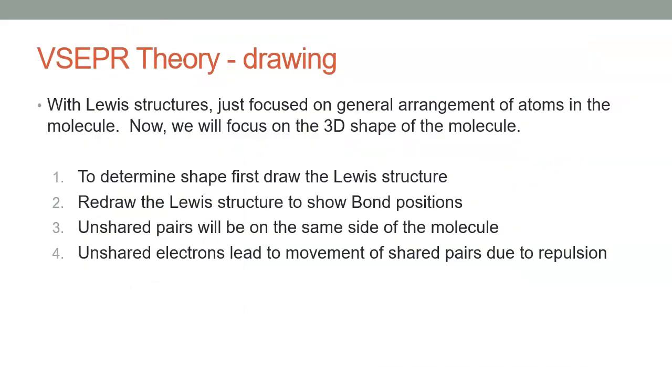So whenever we've looked at Lewis structures in the past, we just focused on the general arrangement of atoms around the molecule. Now with the VSEPR theory and drawing, we'll focus on the 3D shape of the molecule. So first, we'll determine the shape by drawing the Lewis structure, and then we'll redraw the Lewis structure to show some bond positions. We generally keep the unshared pairs on the same side of the molecule, and then unshared pairs are moving around where the shared pairs are, which is what we talked about with VSEPR.